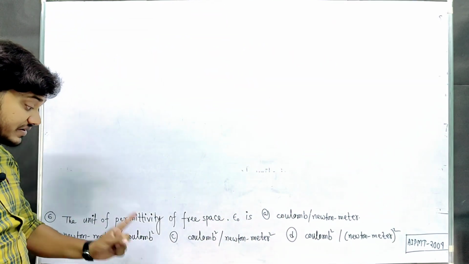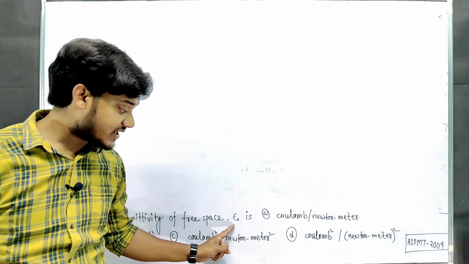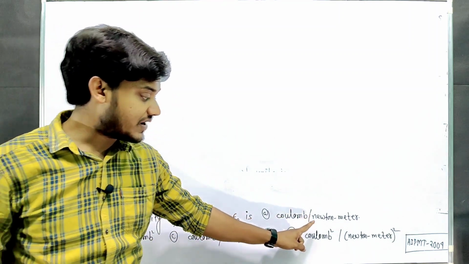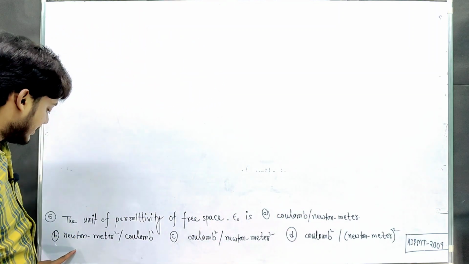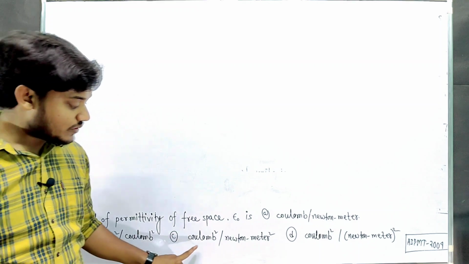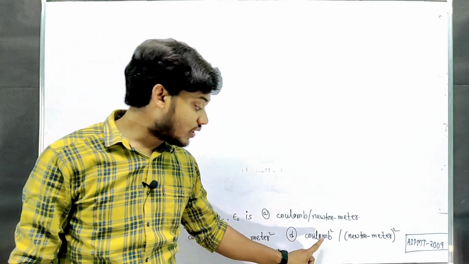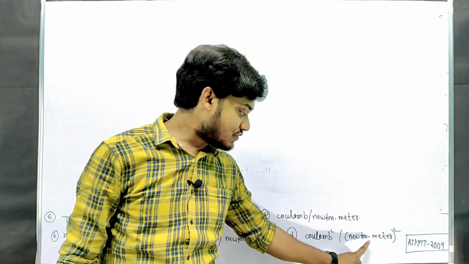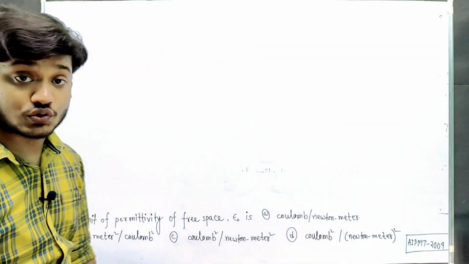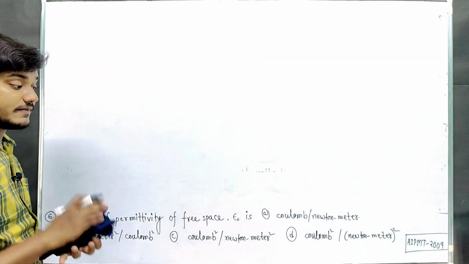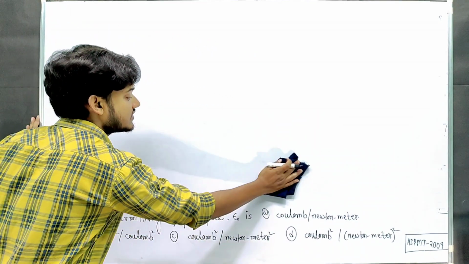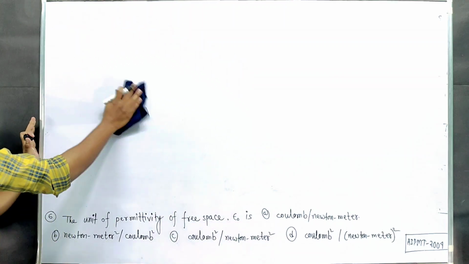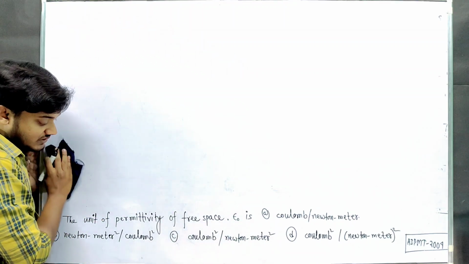The unit of permittivity of free space epsilon naught is: coulomb per newton meter, newton meter square per coulomb square, coulomb square per newton meter square. So which is right? Okay, just try by yourself.